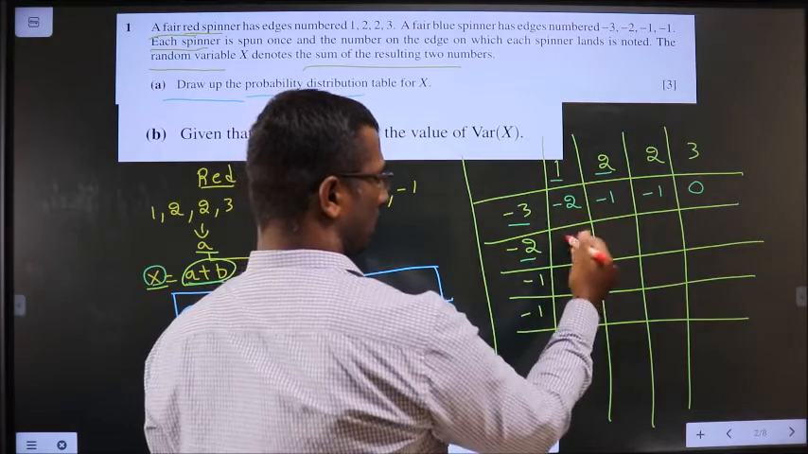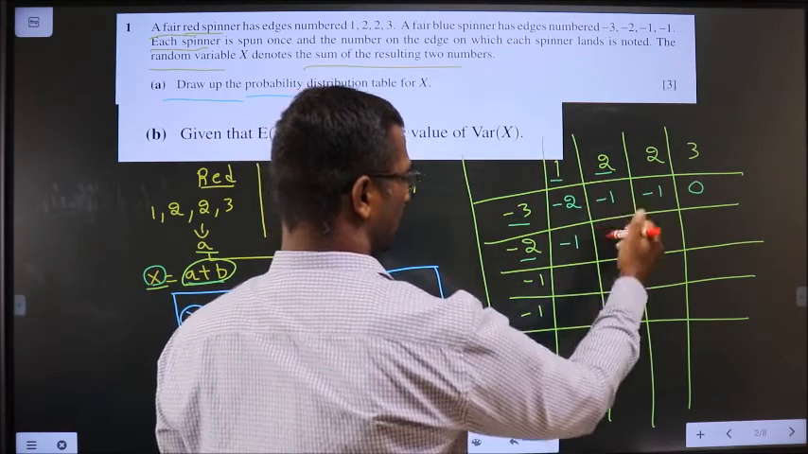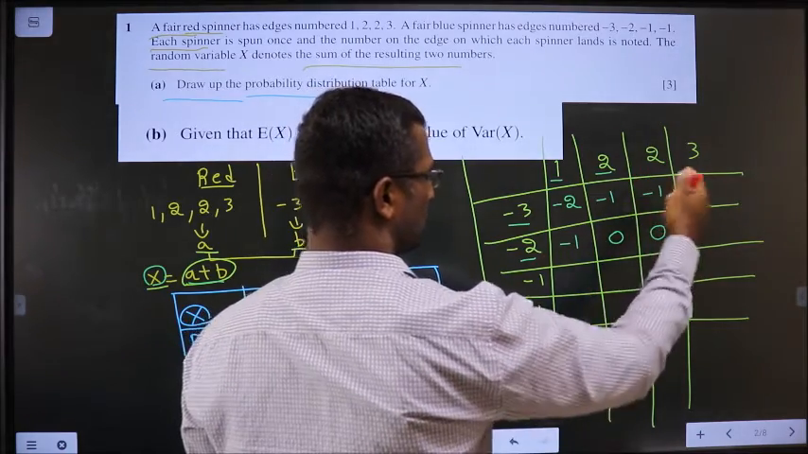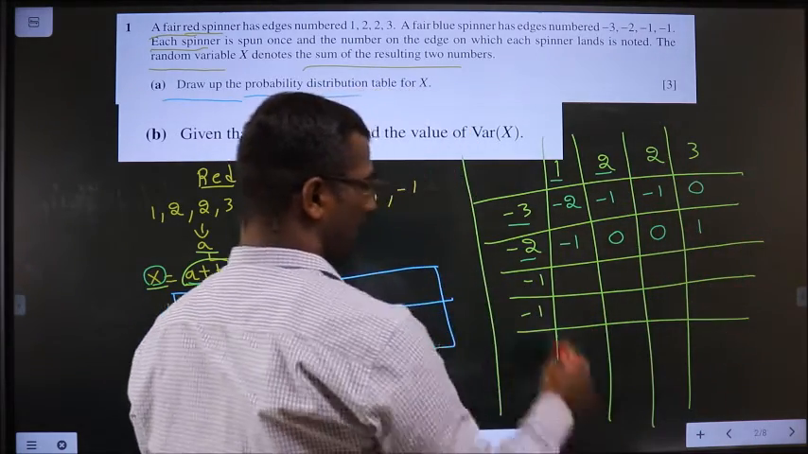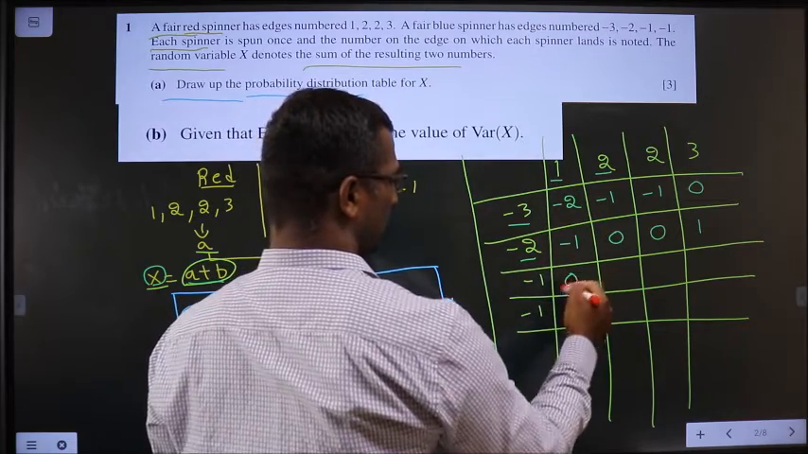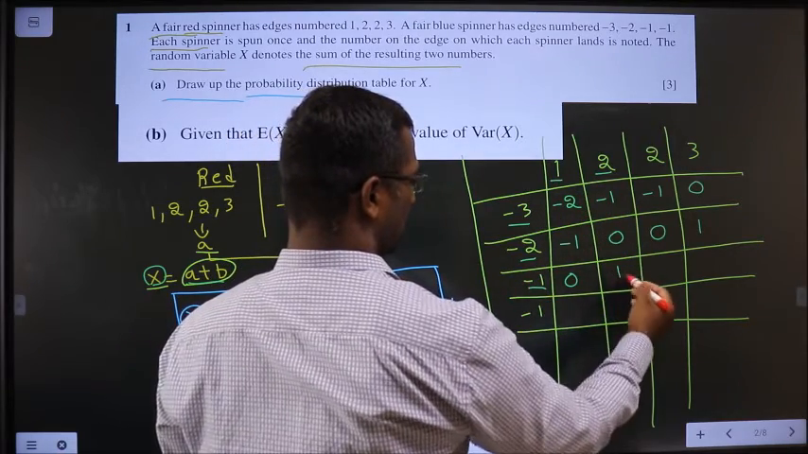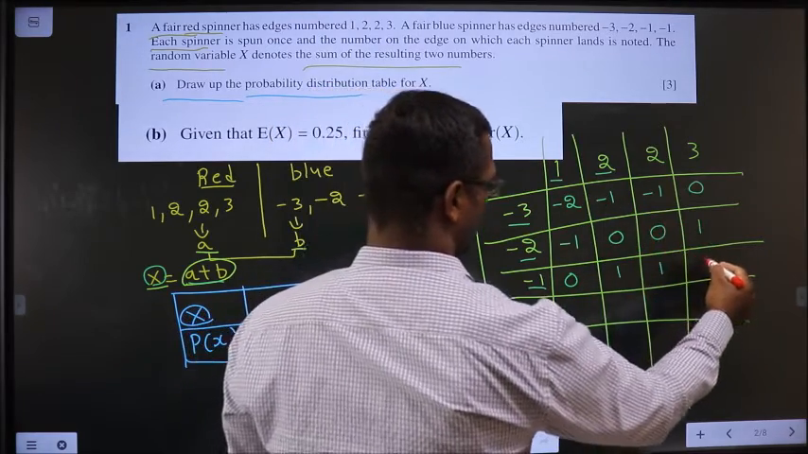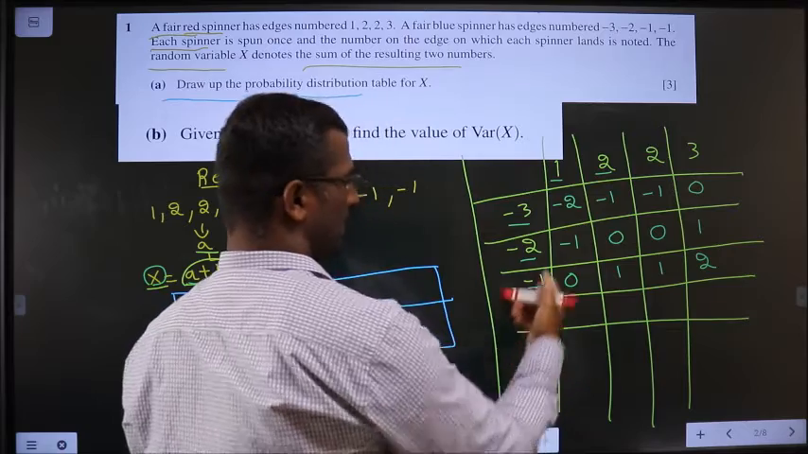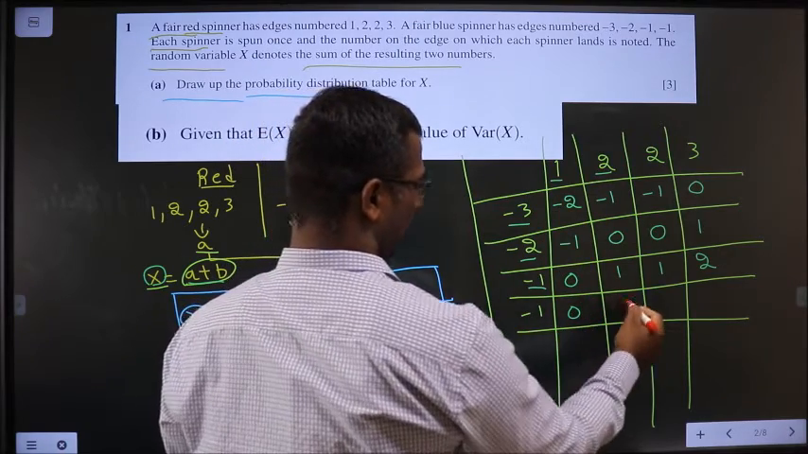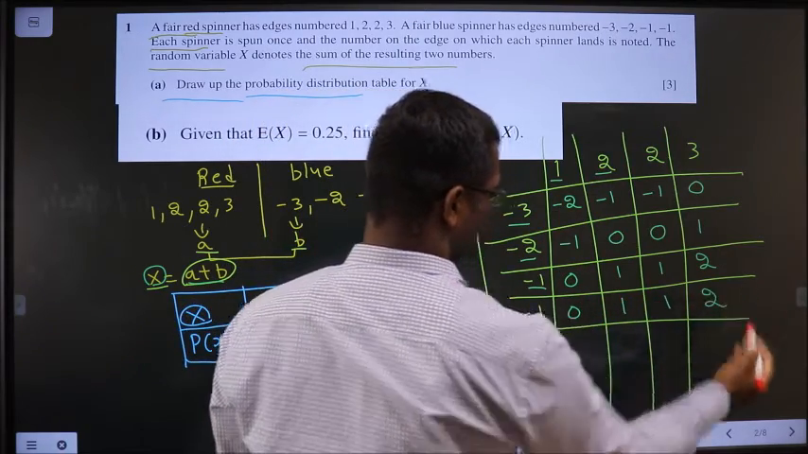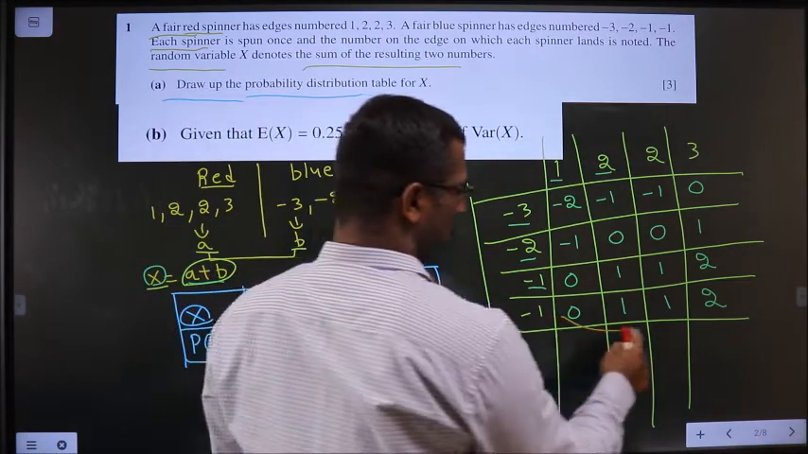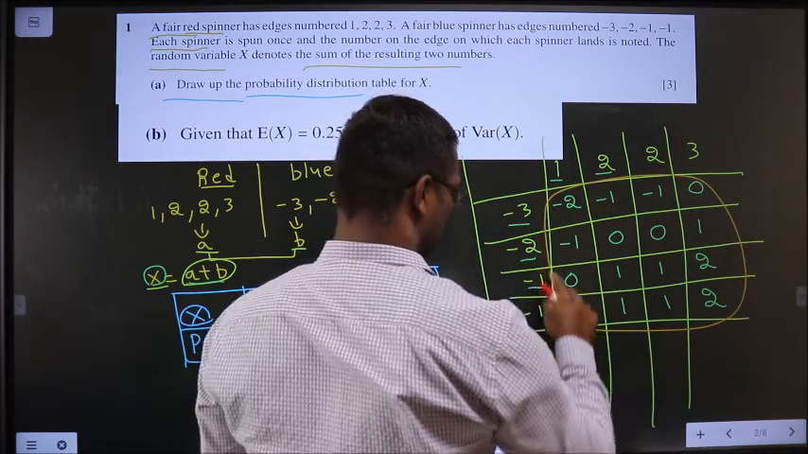So -2 plus 1 is -1. -2 plus 2 is 0. -2 plus 2 is 0. -2 plus 3 is 1. Now -1 plus 1 is 0. -1 plus 2 is 1. -1 plus 2 is 1. -1 plus 3 is 2. -1 plus 1 is 0. Same, since it's -1 only. Okay, now these are the values of x.